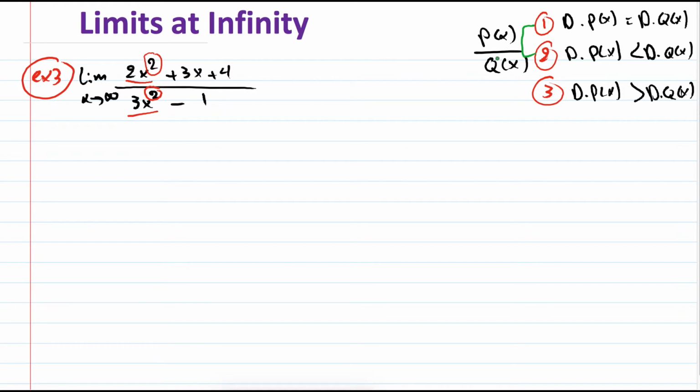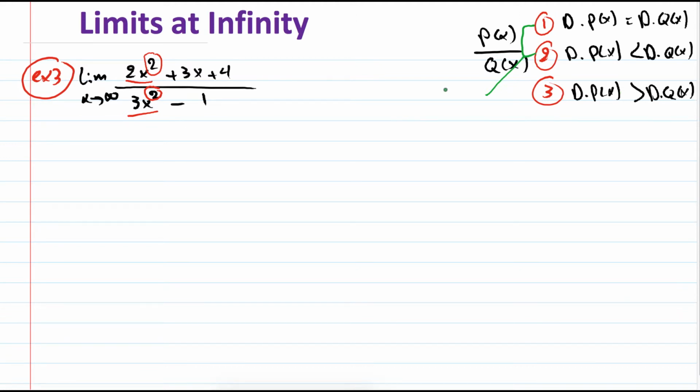If the degree of p of x equals the degree of q of x, or the degree of p of x is less than the degree of q of x, so these 2 options, what we're going to do is divide the top function and the bottom function by the variable with the largest exponent. So for example, right here, degree 2, it is x to the 2. So you divide everything by x to the 2. As simple as that. What if the degree of p of x is greater than the degree of q of x? Well, we're going to talk about that.